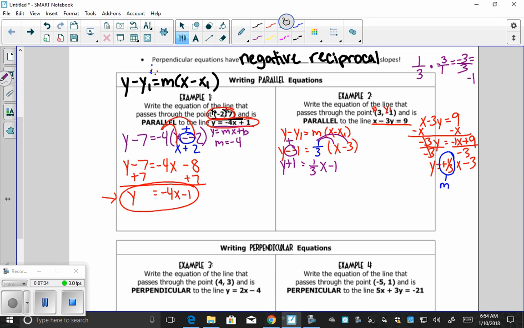So from here, all I have to do now is subtract the 1, and I'm left with y equals 1/3 x minus 2. So that is how you write parallel equations.